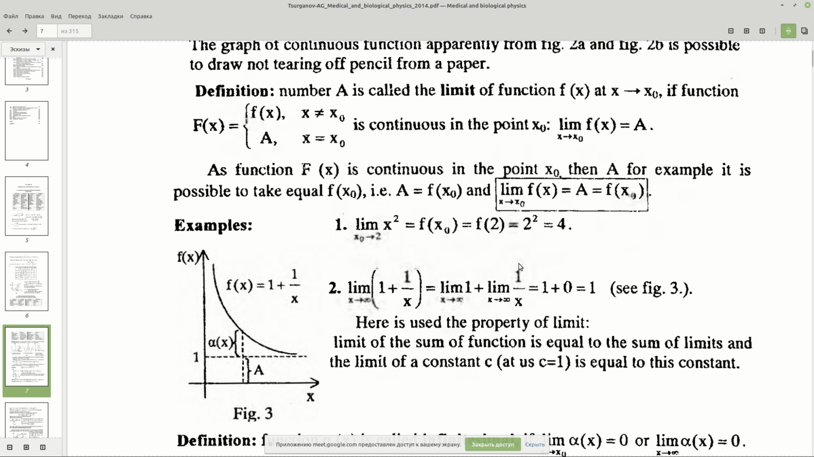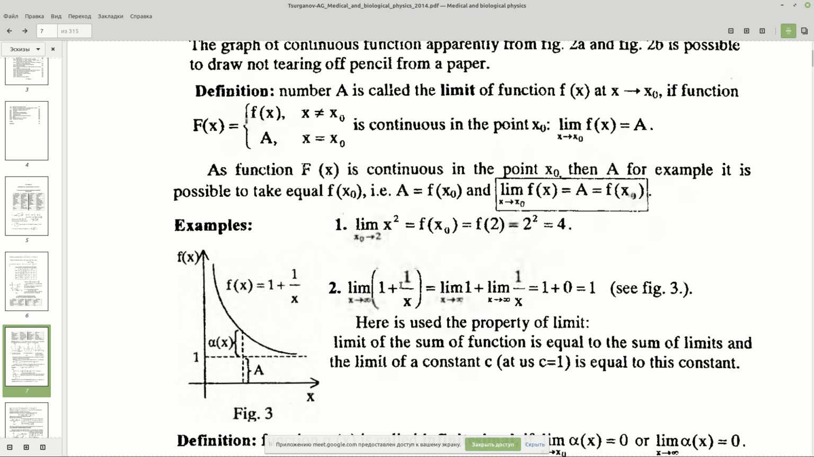So examples: the limit of x squared when x goes to x0 will be a function of x0, a function of 2. 2 to the power of 2 is 4. Another limit: we have 1 plus 1 divided by x, with x going to infinity.